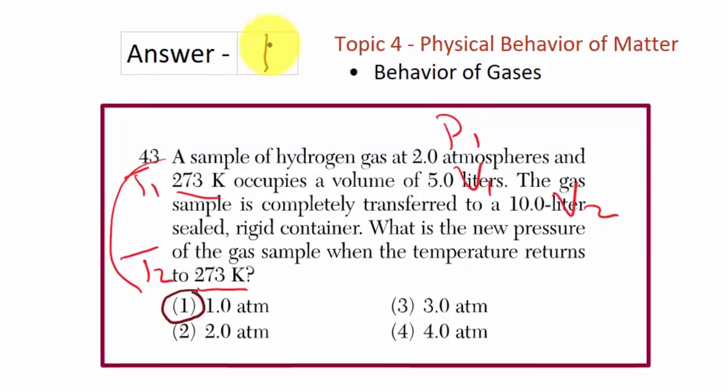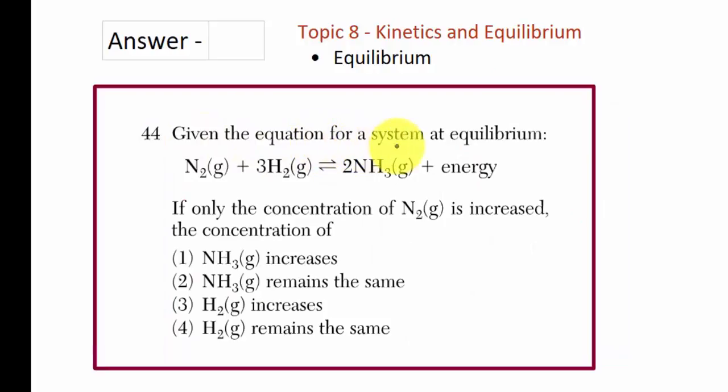Question 44. Given the equation for a system at equilibrium, and we have nitrogen and hydrogen being added together to produce ammonia, and energy is given off in the equation, and you can see it's an equilibrium system with dual arrows. If only the concentration of nitrogen is increased, what will happen to the concentration of, and they give us 4 different choices of what could happen here. So let's analyze the whole thing.